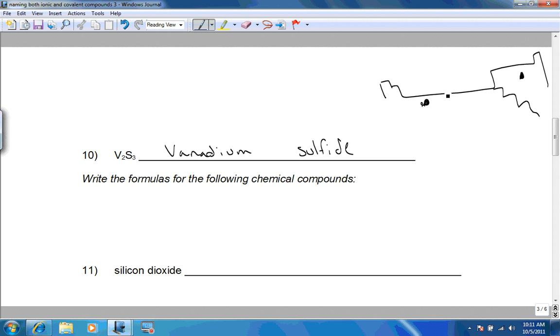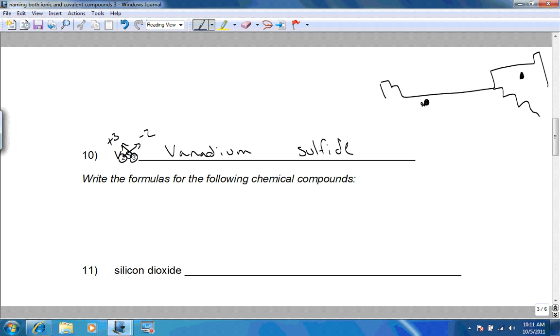Notice where vanadium is on the periodic table. We can't look at the periodic table and determine the charge of vanadium. Therefore, I need to tell the next person what the charge is going to be. We have to determine that. We have a 3 and a 2. We have to uncross these numbers. So it becomes plus 3 and a minus 2.